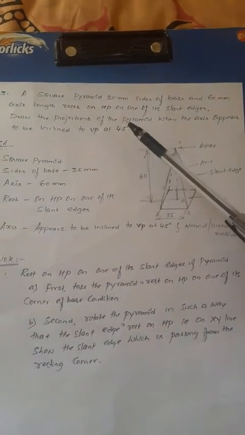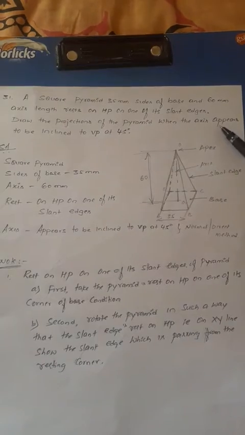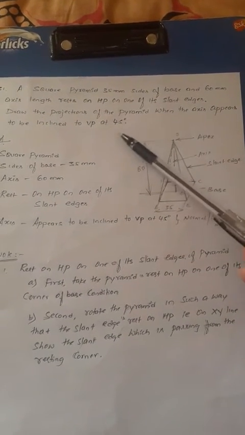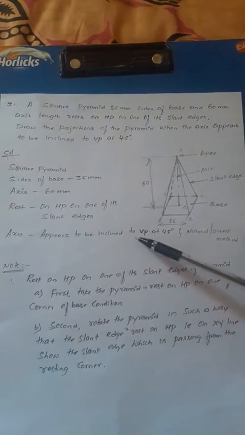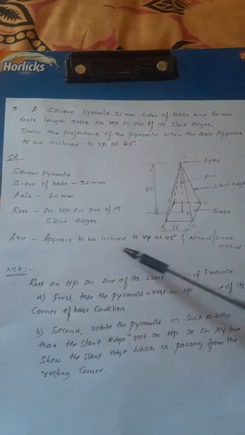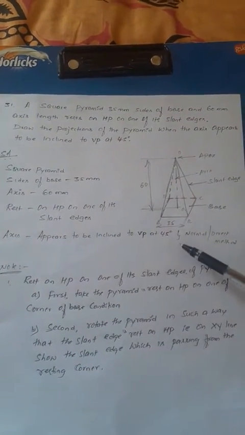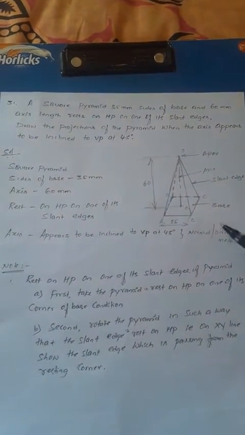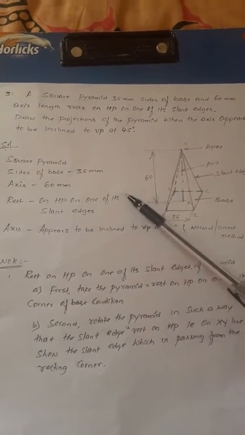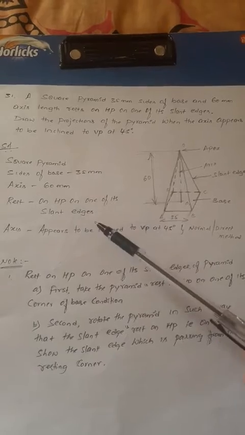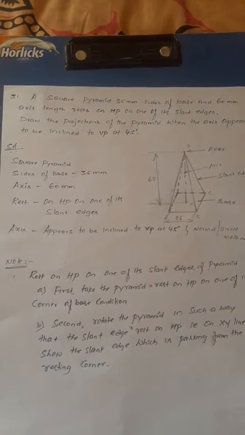Next, what is the next condition given? Draw the projection of the pyramid when the axis appears to be inclined to VP at 45 degrees. Whenever the third position has the axis inclined to VP at 45 degrees, it is a normal and direct method. Now here the first condition is not given; directly the second position is given, and the third position is given. What will be the first position?